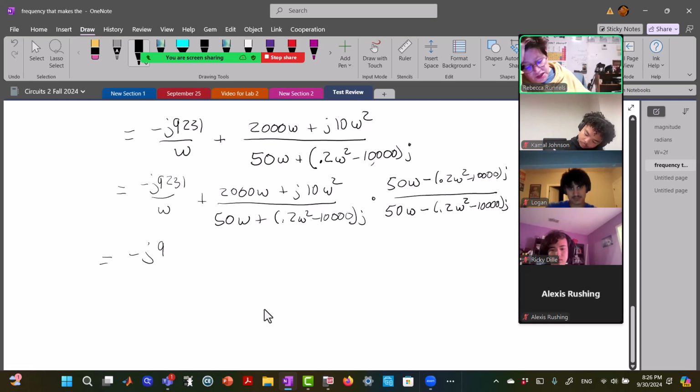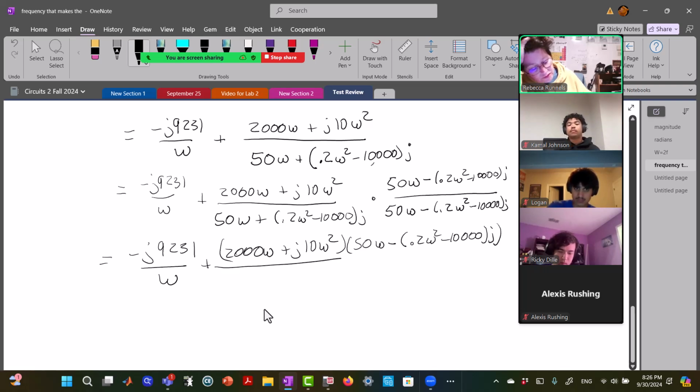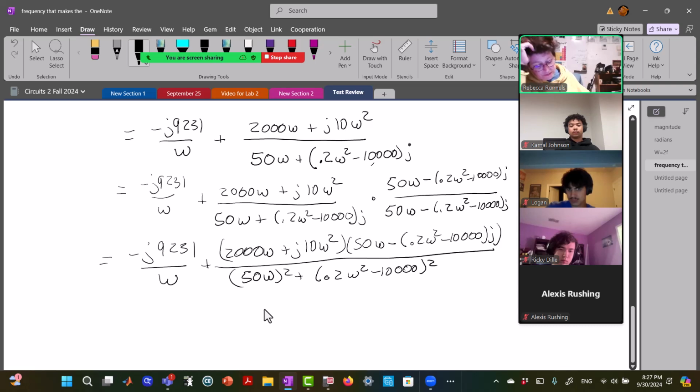So this is minus j9231 over omega plus 2000 omega plus j10 omega squared times 50 omega minus 0.2 omega squared minus 10,000 j over, and then the denominator, when you multiply by the conjugate, gets us 50 omega squared plus 0.2 omega squared minus 10,000 squared.